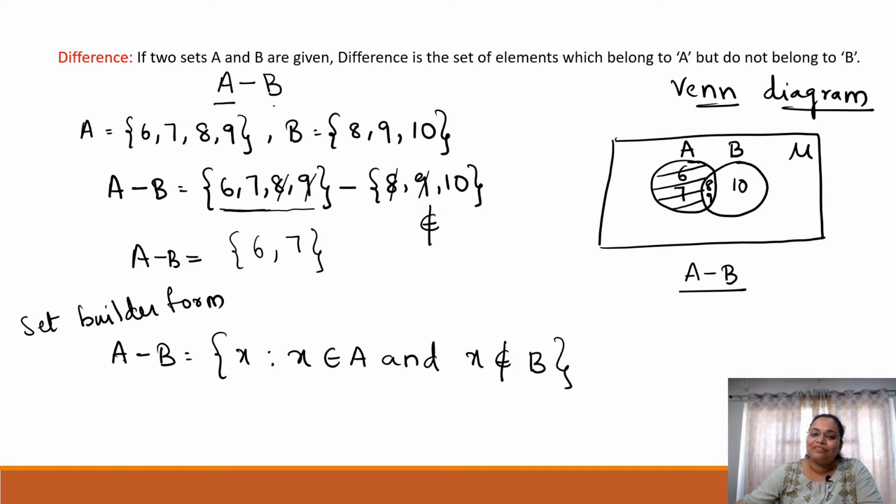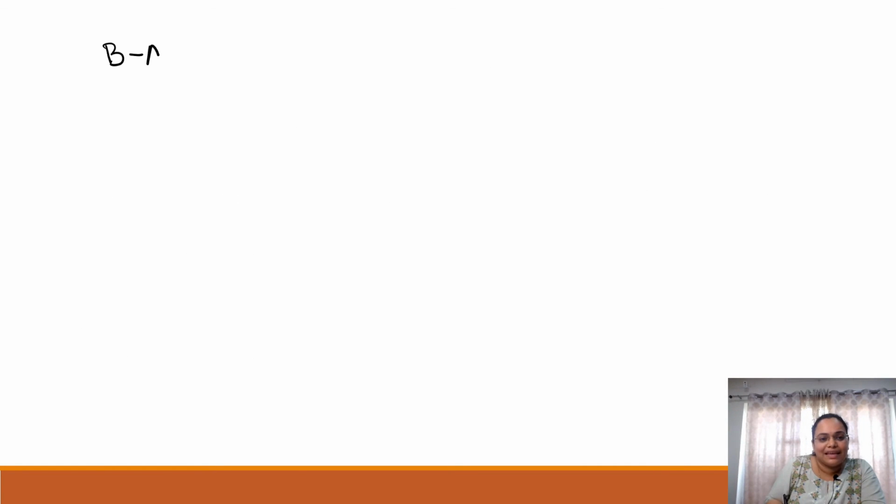So how do you do it for B minus A? Let's see that. B minus A. So what is B? {8, 9, 10}. Yes, minus what is A?